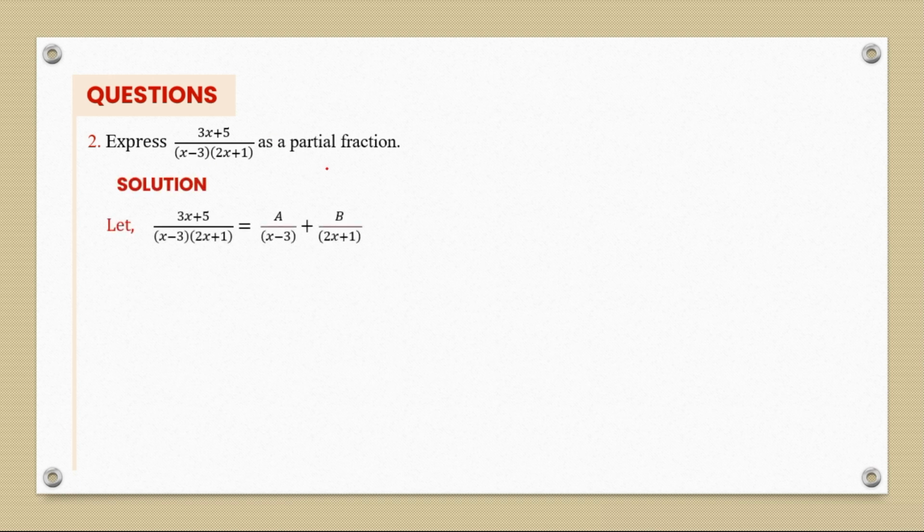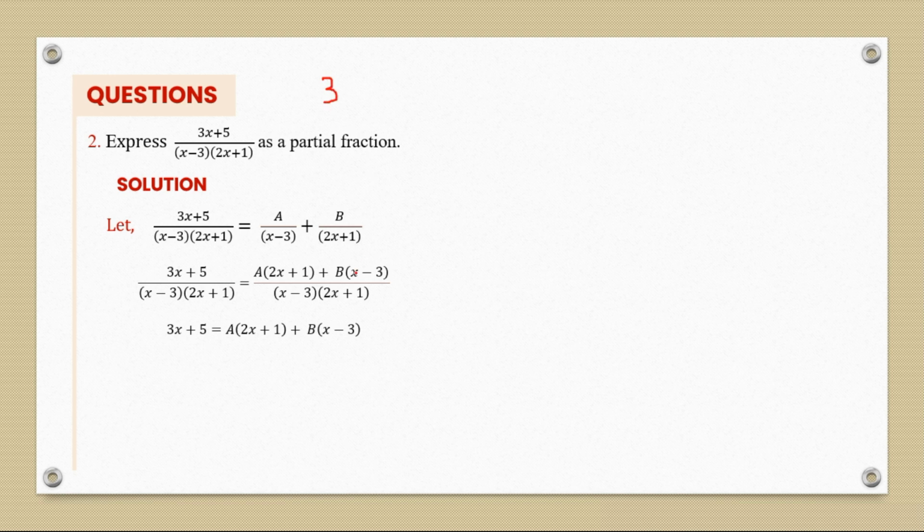So again, we're going to let that be equal to a over x minus 3 plus b over 2x plus 1. So now next to find the LCM, and this is what we shall end up having. So this shall be our LCM, and then next we shall see that these denominators actually cancel. So this and this cancel, and we're left with 3x plus 5 being equal to that. So now the next step is, we're going to use that elimination method again. If we want to find the value of a, what value can we let x be equal to? We can actually say that if we let x be equal to 3, we can eliminate b and we can find the value of a.